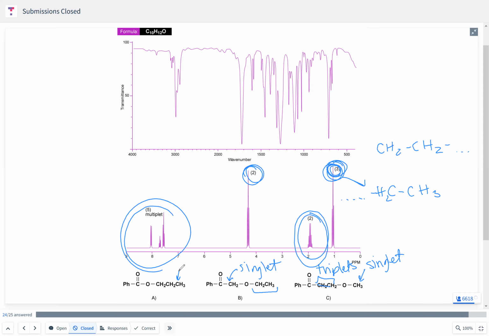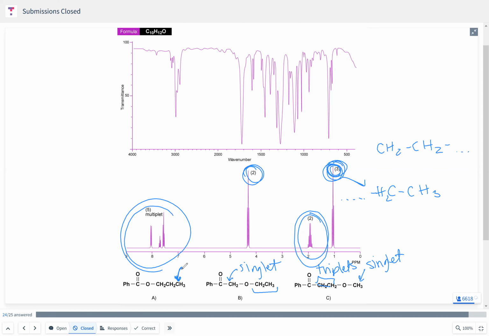The one on the very right? Yeah, so this methyl group, how many neighbors do these hydrogens have? 2. Yeah. So it would appear as what? A triplet. And would it be more upfield or downfield? More downfield? Or sorry. Right, it'd be more upfield, right?